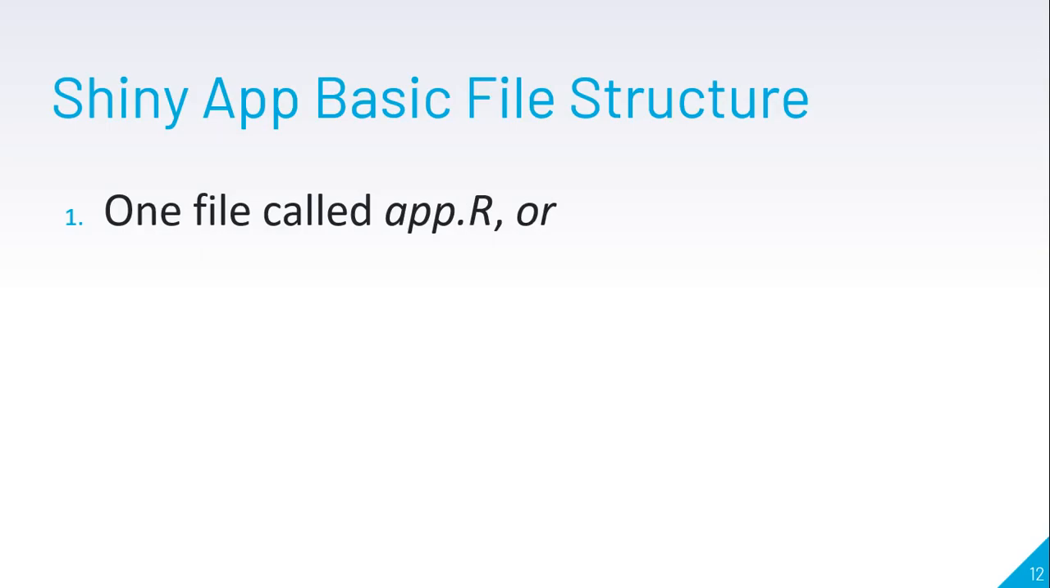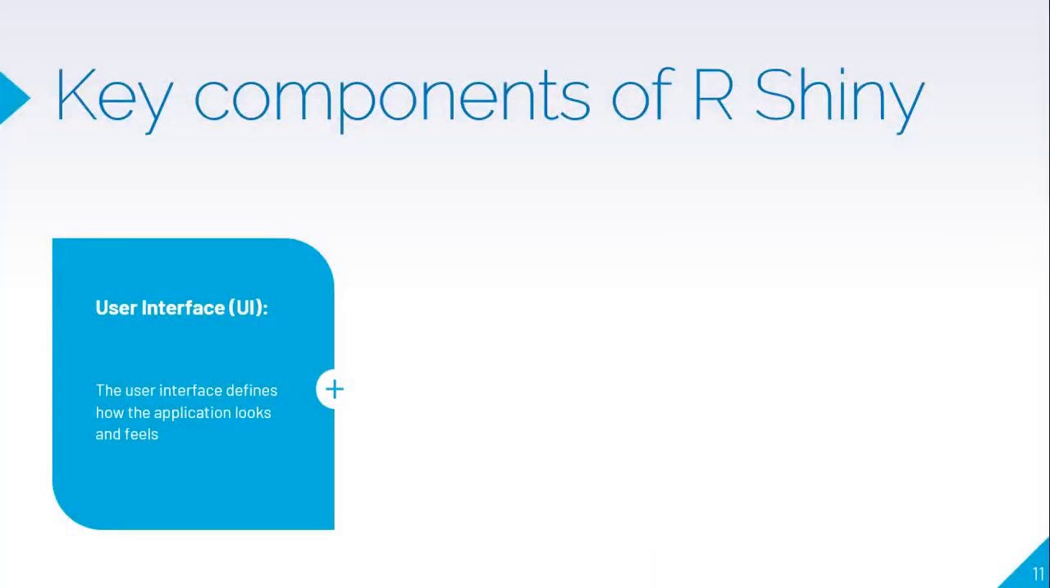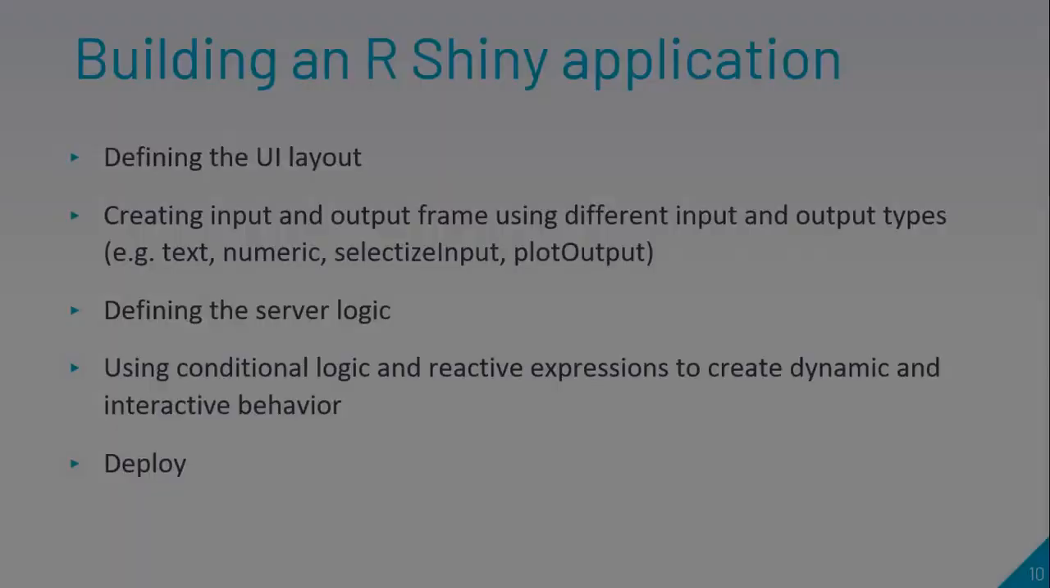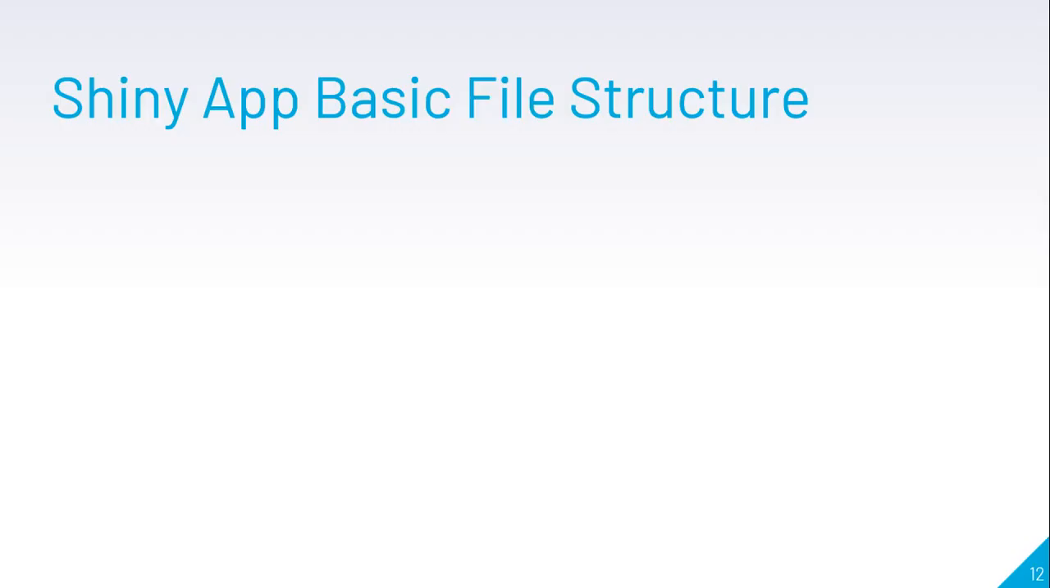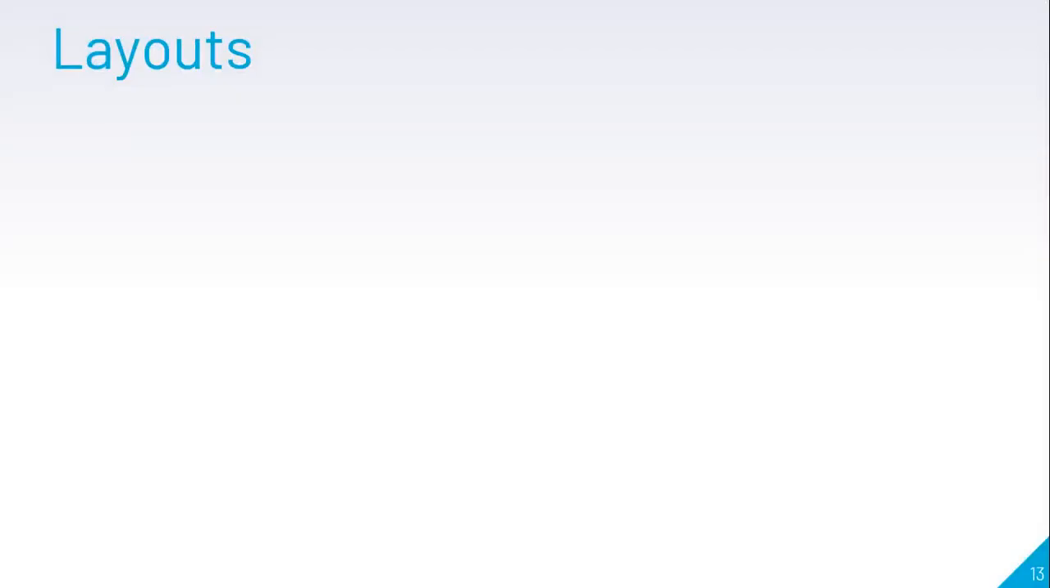So we stopped at building a Shiny app and we looked at the components, one of which was the UI. In building a Shiny application, we need to define the layout. We need to create input and output. We need to create the server logic. We need to create the interactivity. So let's start straight away by creating what? The UI, by defining the layouts.